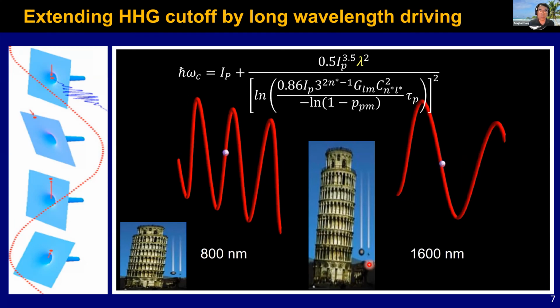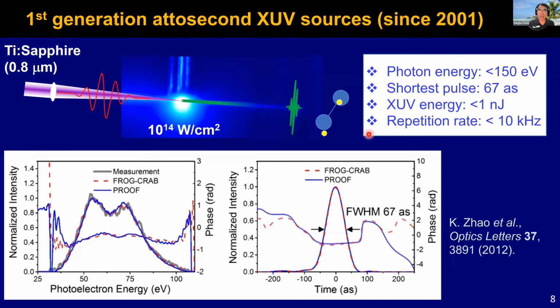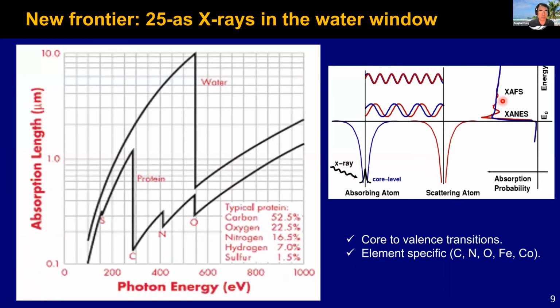So in our group, we first used a titanium sapphire laser, which has a central wavelength of 800 nanometers. And with this laser, we were able to produce X-rays up to 100 electron volts, and the pulse duration was 67 attoseconds. Lately, everybody in our field has been trying to push the X-rays to the so-called water window, which is the photon energy between 280 eV and 530 electron volts. For that, we need a longer wavelength laser.